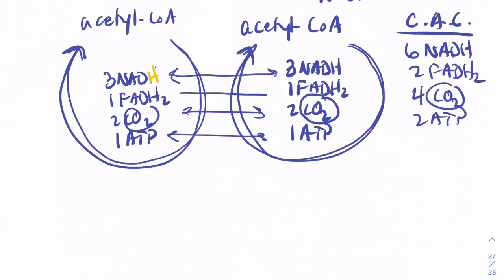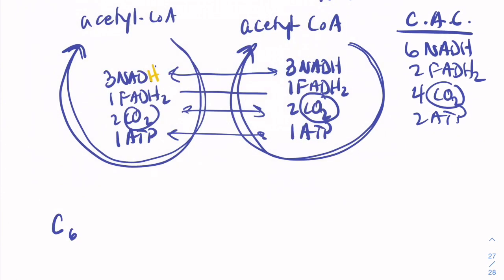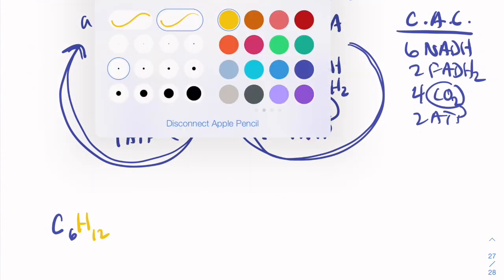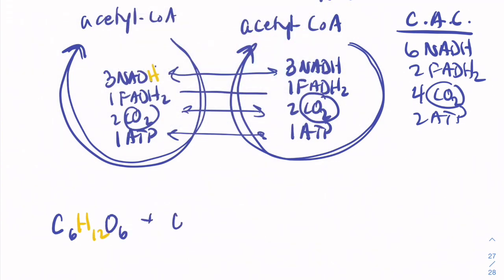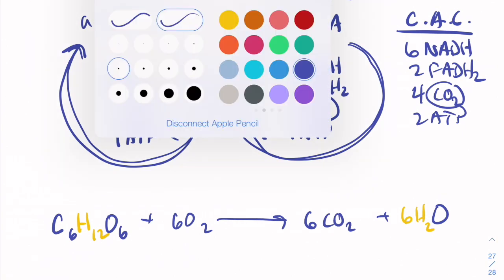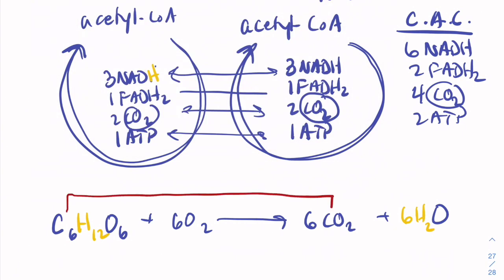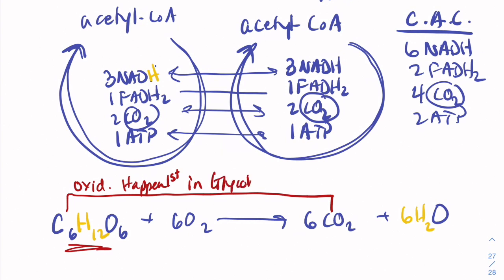This whole part here now, C6H12O6 plus 6O2 becomes 6CO2 plus 6H2O. Remember how we connected these things? Glucose here is losing hydrogen, so that's an oxidation. It happens first in glycolysis, the transition reaction, and the citric acid cycle.